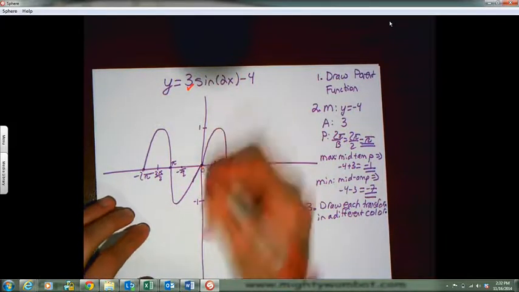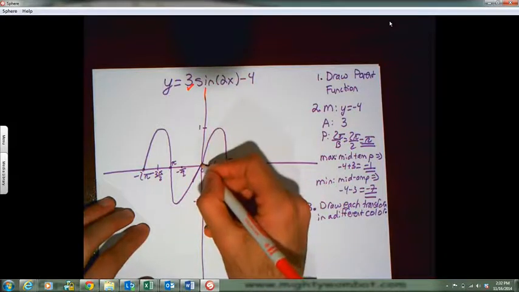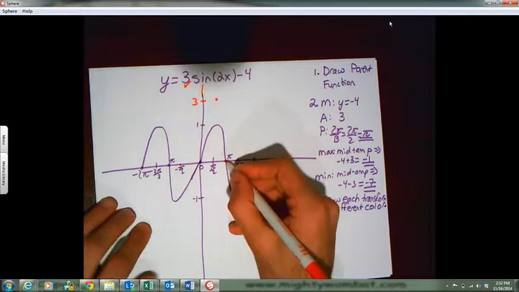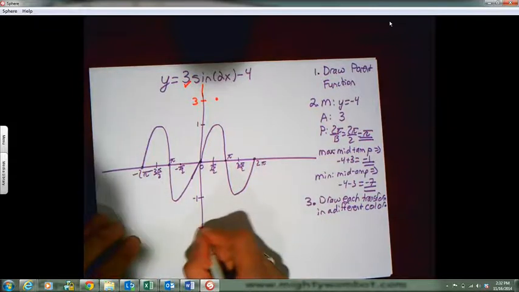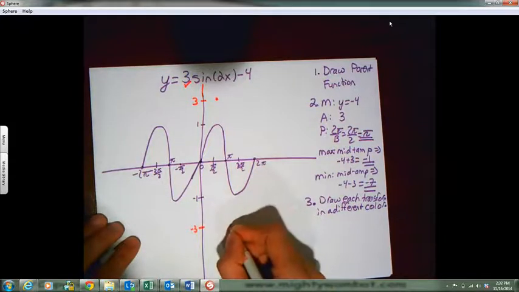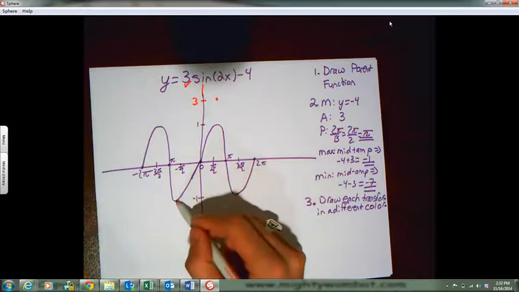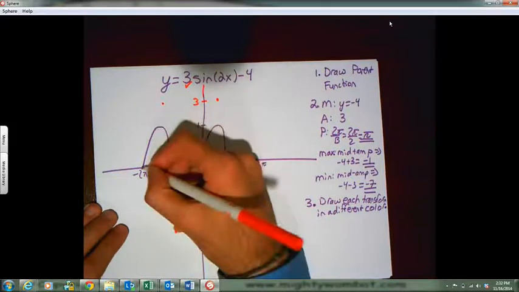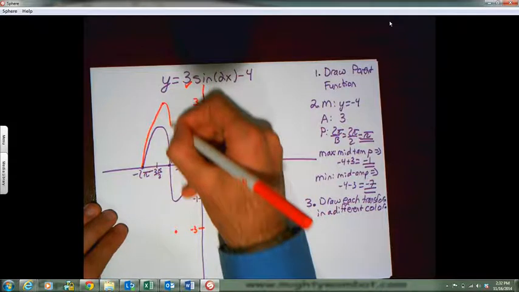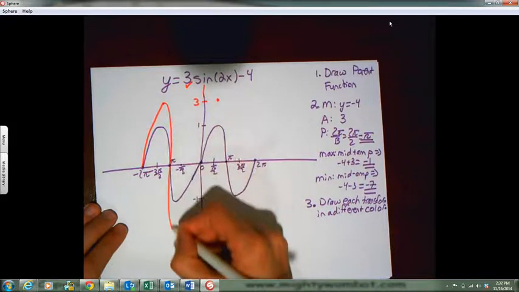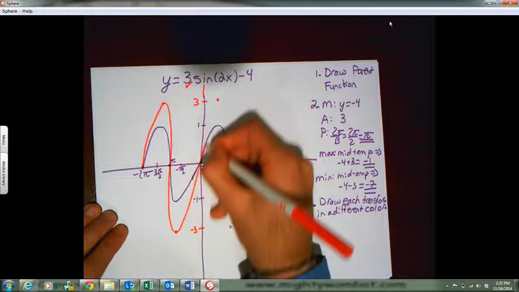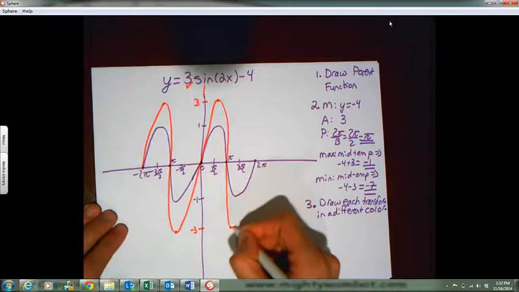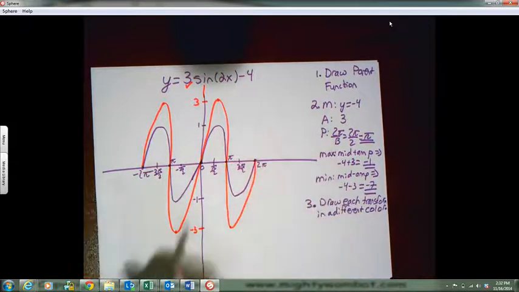This 0 times 3 is still 0. 1 times 3 is now up here at 3. 0 times 3 is 0. Negative 1 times 3 is negative 3. 0 is 0. Negative 1 over here times 3 is negative 3. 0 is 0. 1 goes up to 3. 0 is 0. So we come up, down, up, down, up. There we have it. So we multiply by the 3.